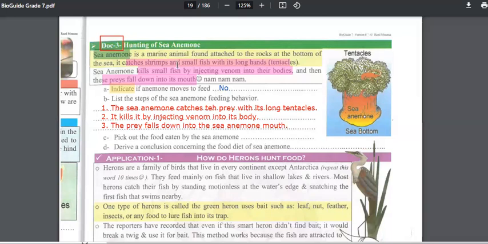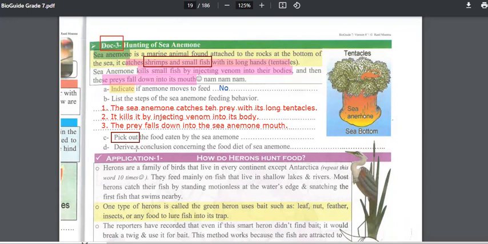Okay? Pick out. Each time you see pick out, it means the answer is written in the text. All you need to do is to find it. What do sea anemones eat? What's the food eaten by the sea anemone? Shrimps and small fish. Okay?